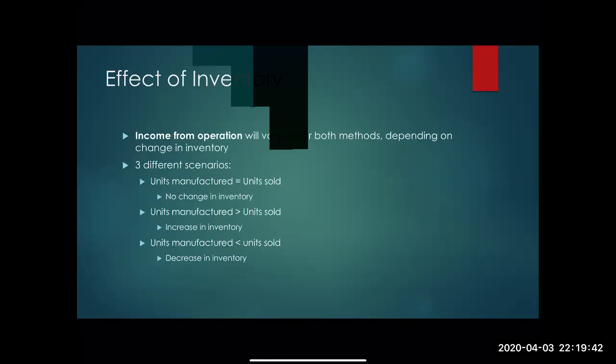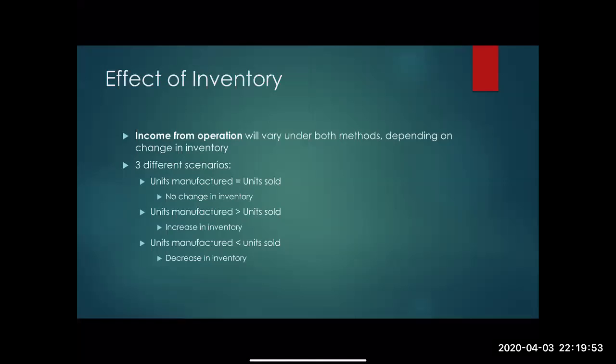One is required under GAAP, which is absorption costing. And then the other one is more so for internal decision making. It's not required under GAAP, and that one is variable costing, also known as direct costing, okay? So going back to this, there are three different scenarios that will yield very different income from operation. And we'll go through each of these and do examples of these, okay?